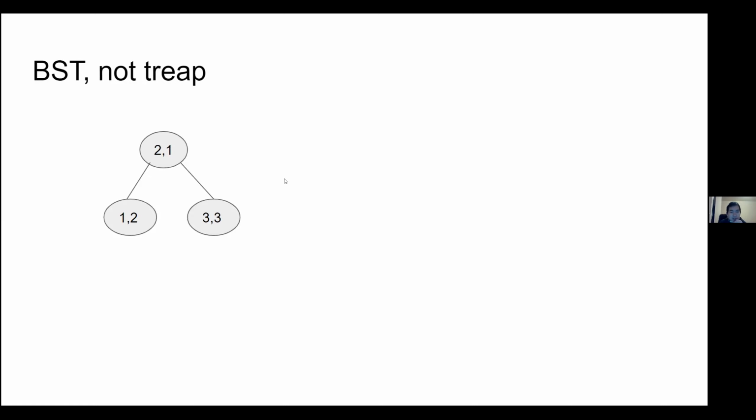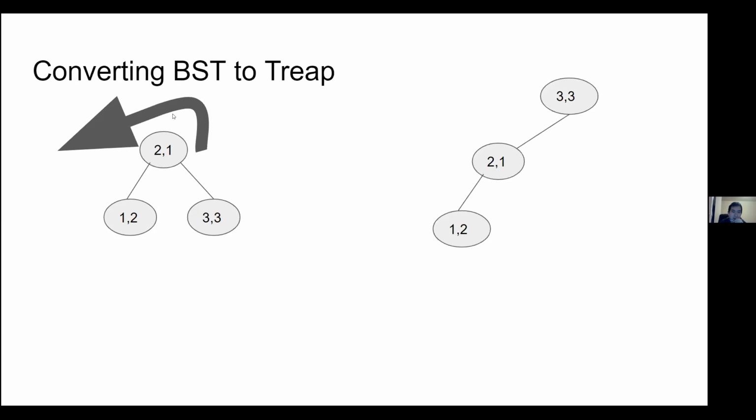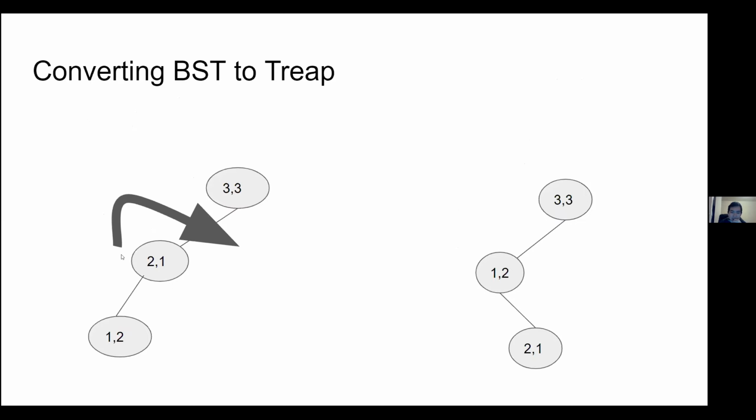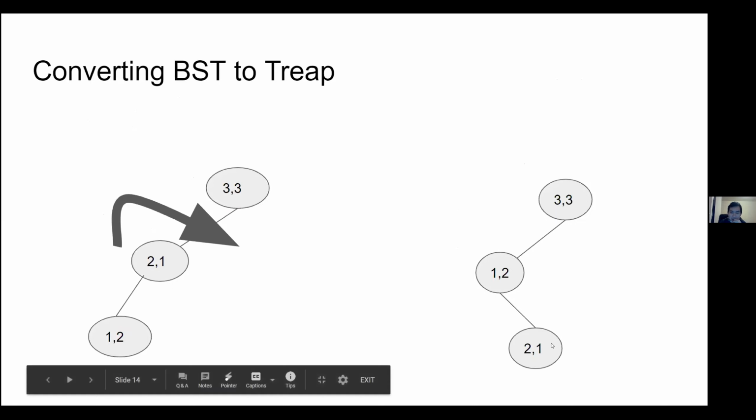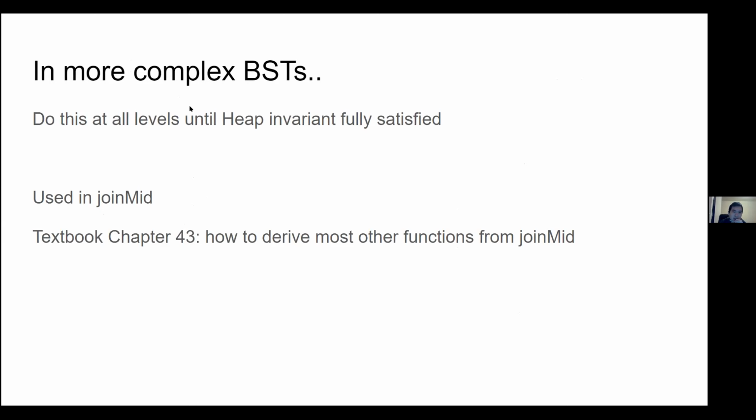That's not good. So to turn this into a valid treap, first of all, we have to make sure that 3 is on the top because 3 has the largest priority. So we do a rotation like this, and it ends up like that. It's still not a completely valid tree because this node still has a lower priority than this node. So we need another rotation at the lower level, and then it gets us here.